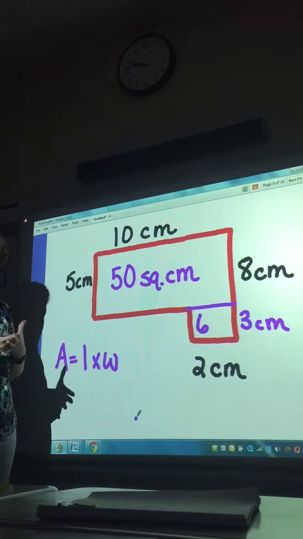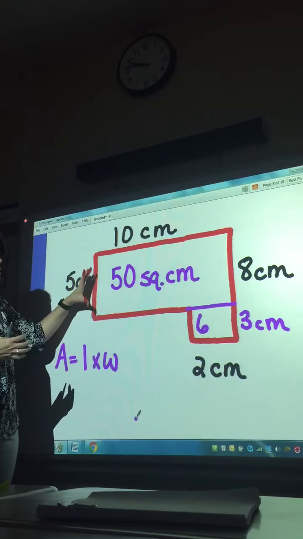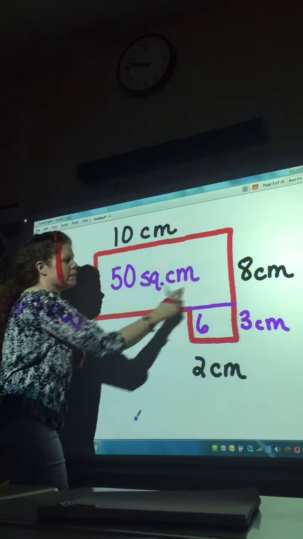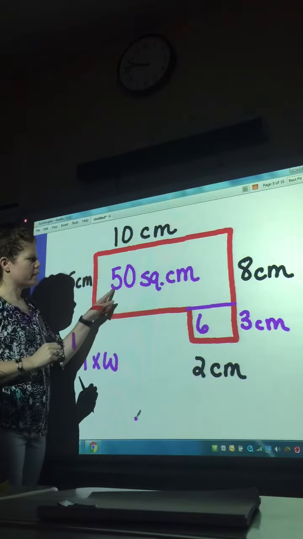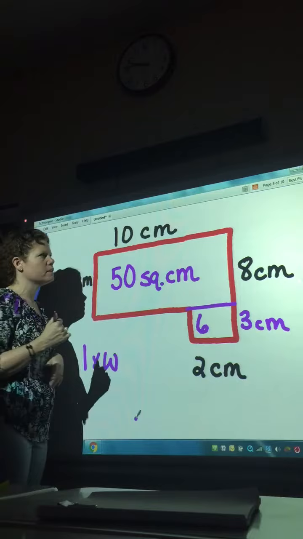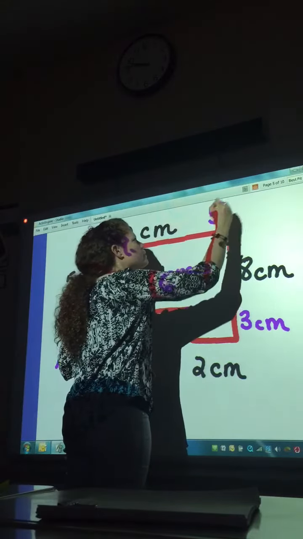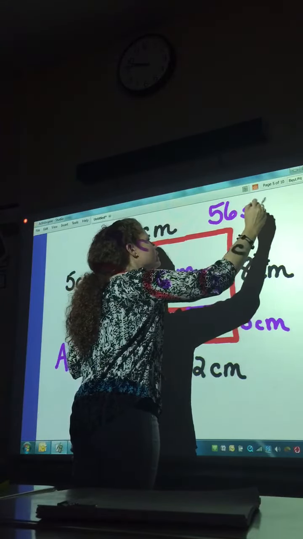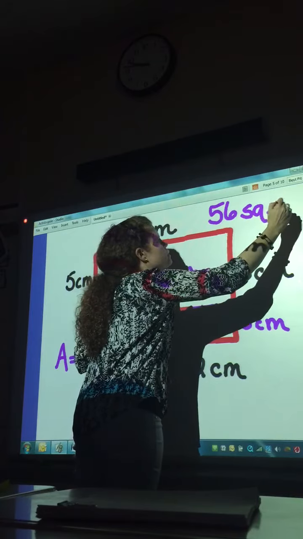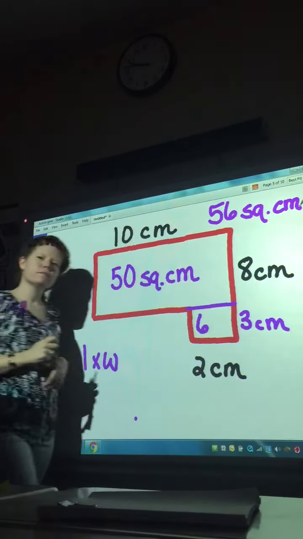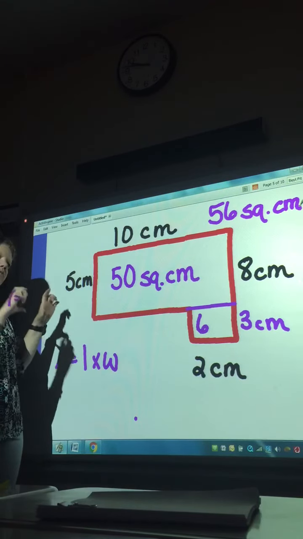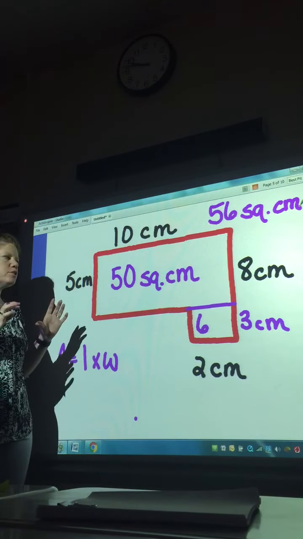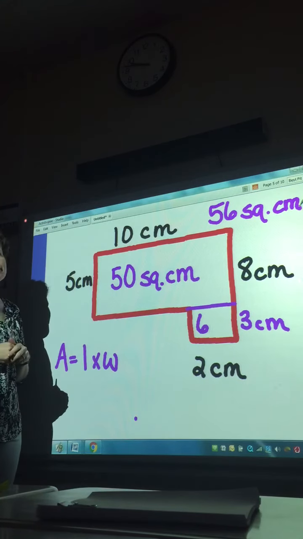And what we need to do for this particular problem is add our area for this rectangle and add our area for this rectangle. And when we add 50 plus 6, we get 56. So the area for this irregular figure would be 56 square centimeters. So that's how to do it. You just use what you know. You do know how to find the area of those smaller shapes. Use those smaller shapes to determine the area of your irregular figure.